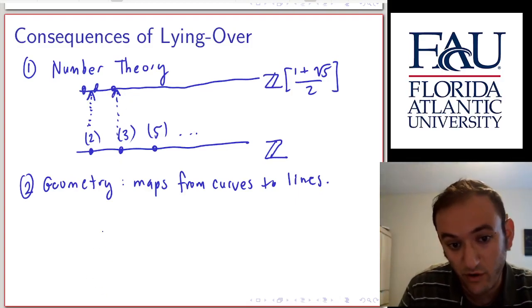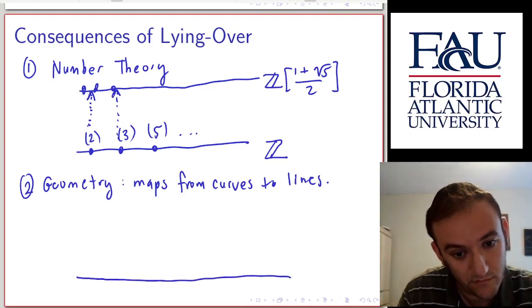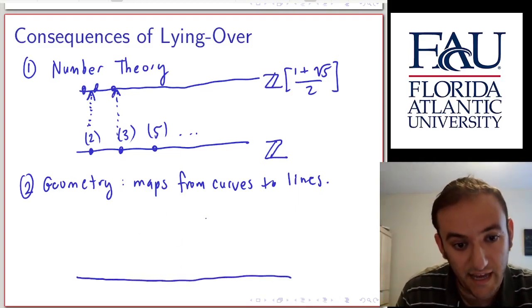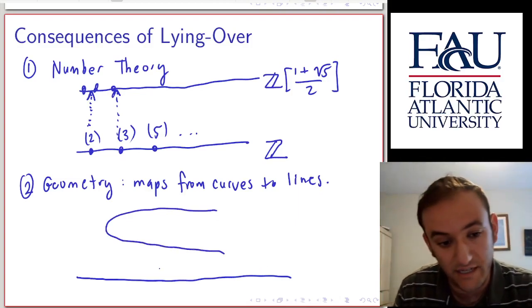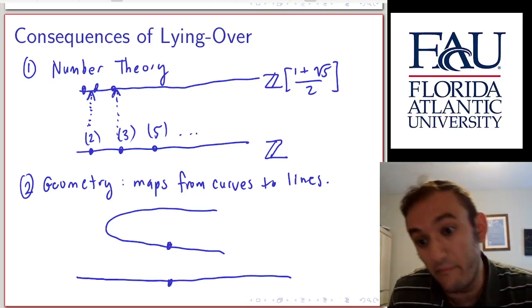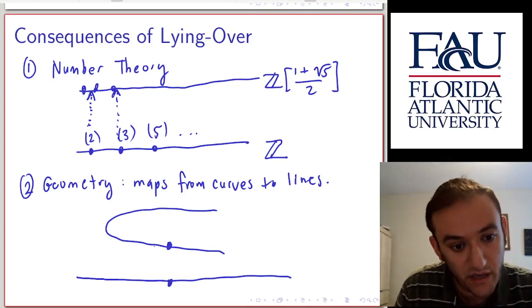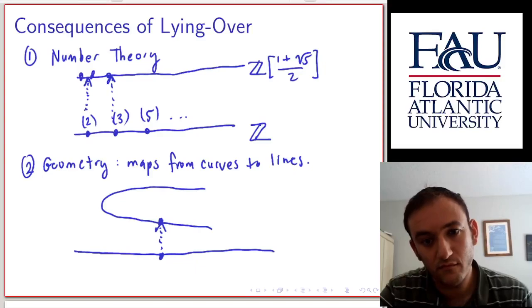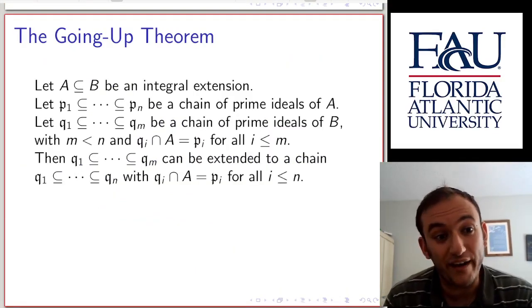In terms of the maps from curves to lines, it basically means that if I'm mapping a curve to a line and it's an integral extension, for any point, I can find a point that maps to it. So that's surjectivity in a certain manner of speaking. And that brings us to the Going Up theorem.